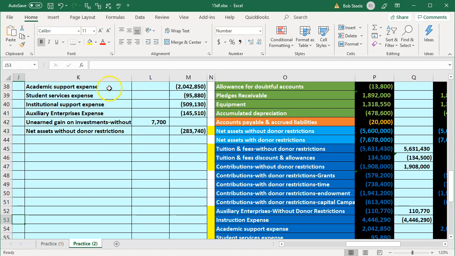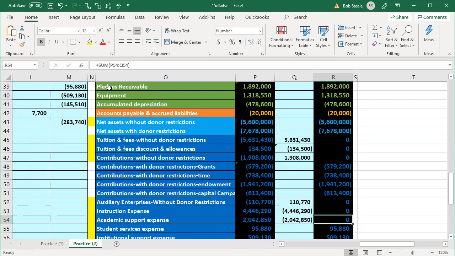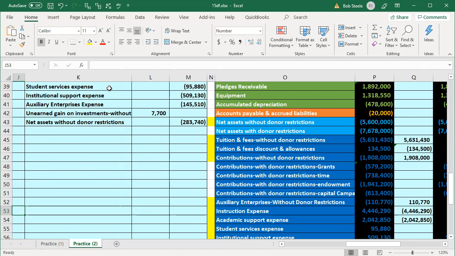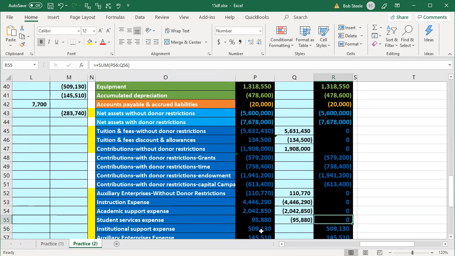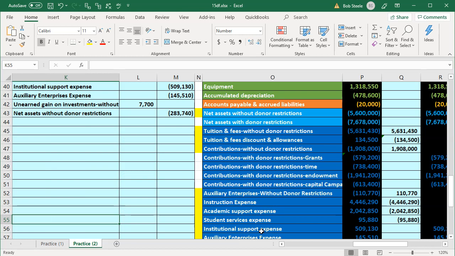Next, we've got the academic support expense. So we're going to scroll back down and pick up the academic support expense in Q54 equals, scrolling back up to that 2,042,000, bringing it to 0. And then we got the student service expense. So we're going to scroll down to the student service expense. That's going to be in Q55 equals, scrolling back up to that 95,880, bringing it to 0.